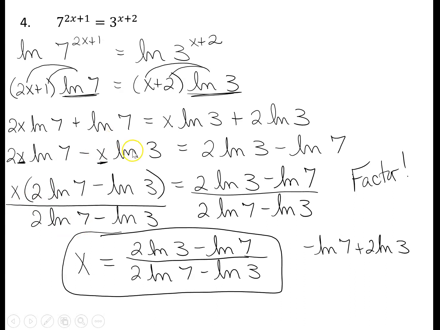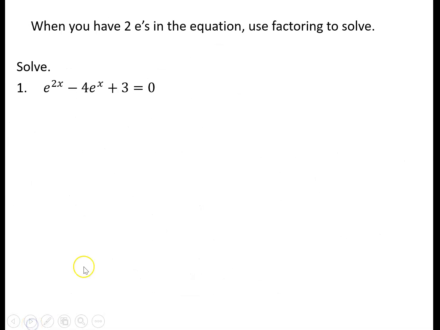Now, there is one other type of exponential equation we want to look at. It looks a little crazy here. It may kind of remind you of when we solved polynomial equations. For example, something like x squared minus 4x plus 3 equals 0. And we tried to factor and set each factor equal to 0. Well, that's exactly what we're going to do here. So when you have two e's in the equation, use factoring to solve.